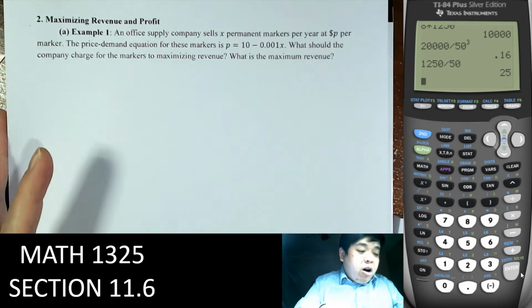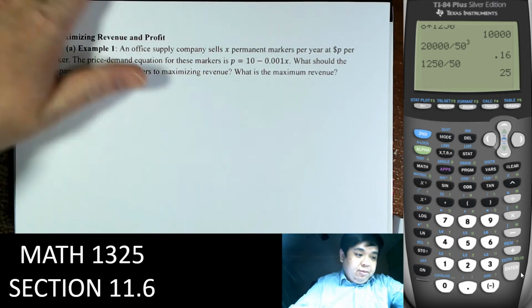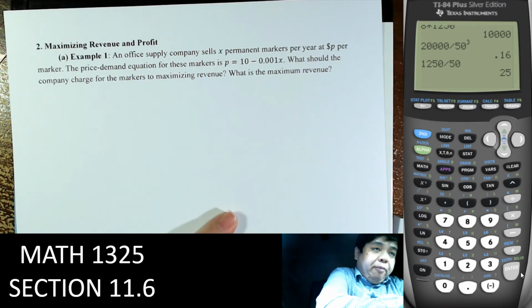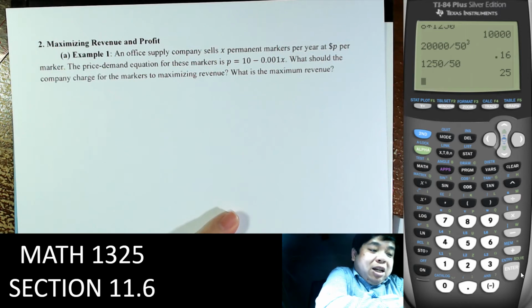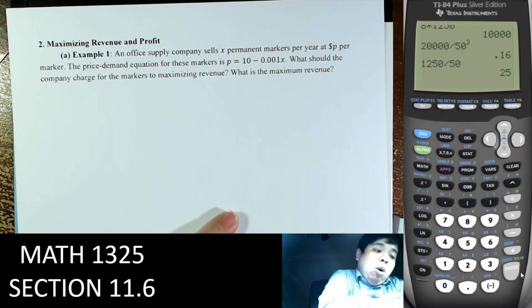Right, now let's go to another application. Maximizing revenue or profit. An office supply company sells X permanent markers per year at P dollars per marker, and the price demand is given by this. What should the company charge for the markers to maximize the revenue? What would be the maximum revenue?